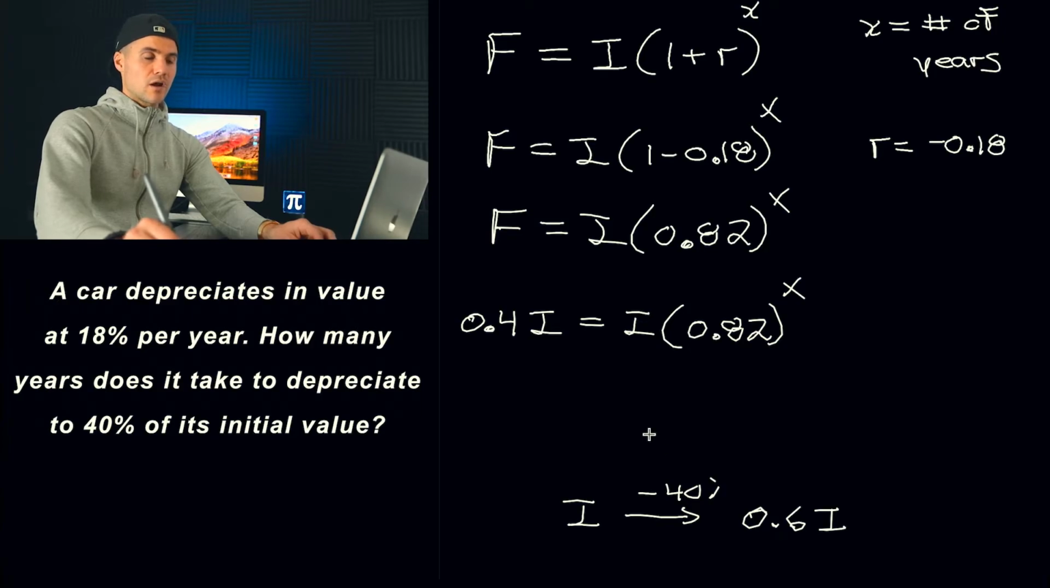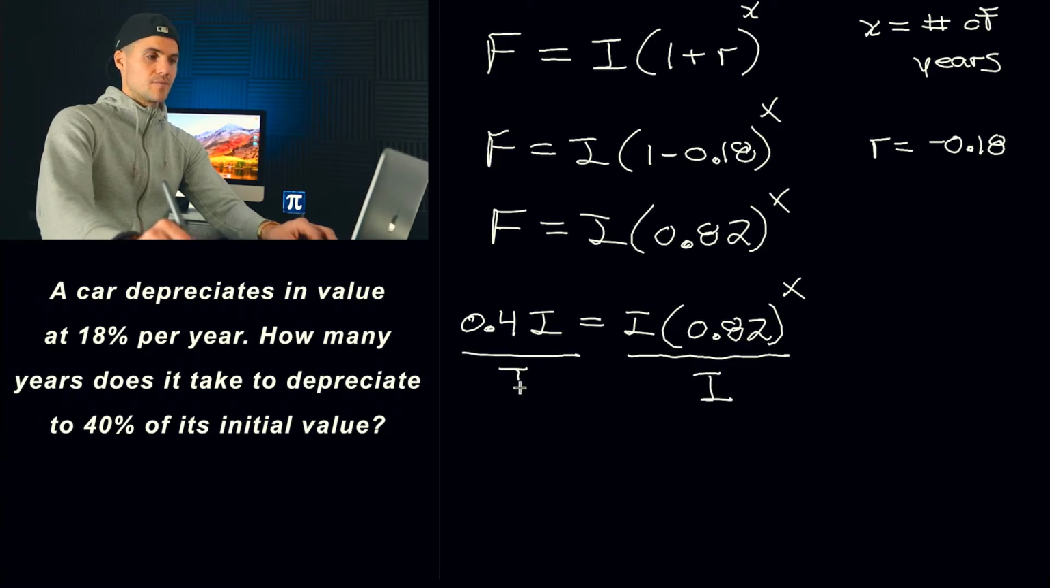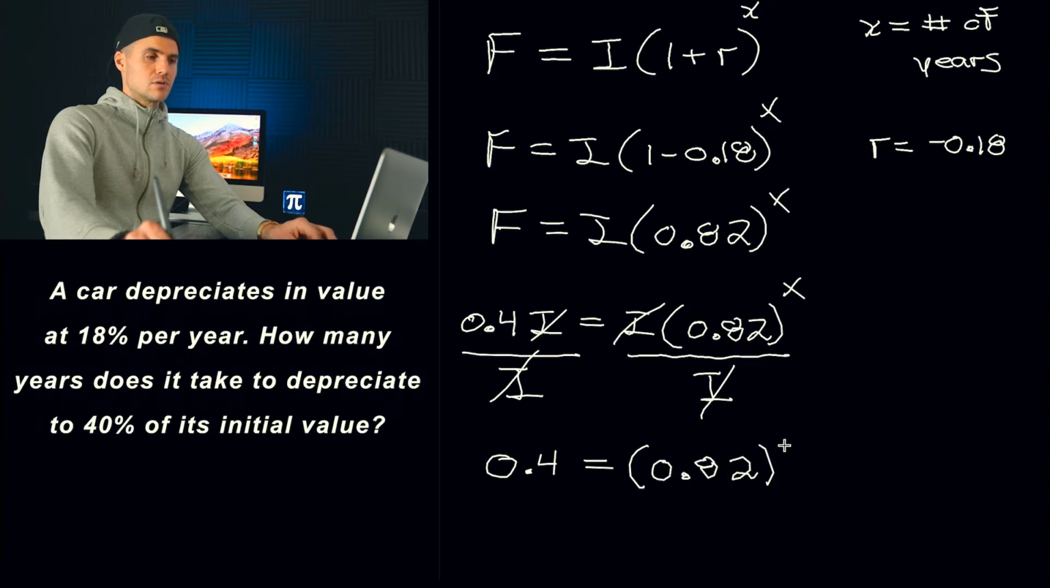So you got to read these super carefully, but in this case, they said specifically how long is it going to take for the car to depreciate to 40% of its initial value, right? So here we're going to plug in 0.4 I. And so from here, what we do, divide both sides by I. Notice that these will cancel out, and we would be left with 0.4 equals 0.82 to the power of x, like that.